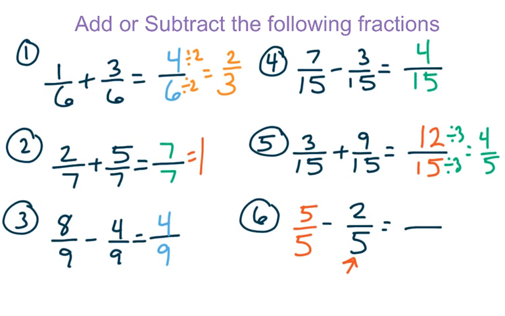And now we can subtract, because remember, we want our denominators to be the same before we subtract. So 5/5 minus 2/5 gives me 3/5, and that's in simplest form already. All right, we have some word problems to go ahead and look at.